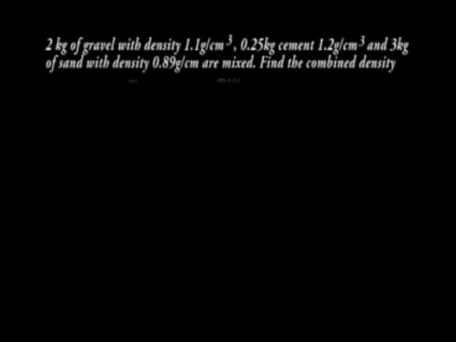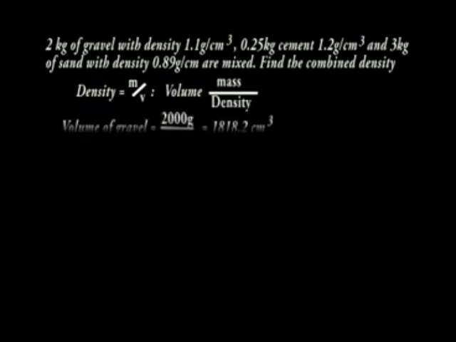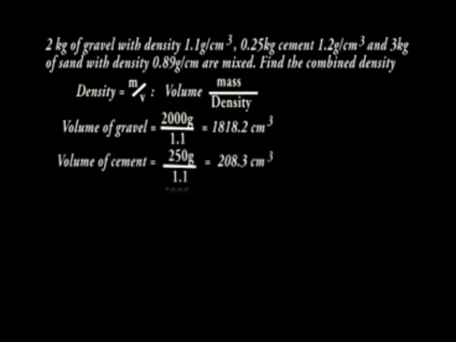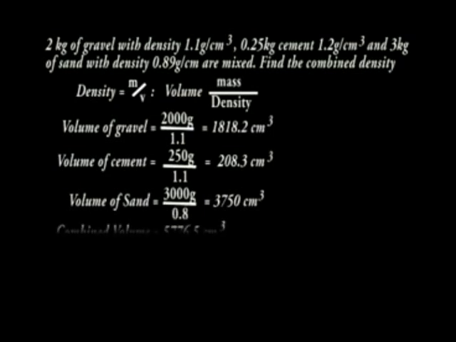We already know density is mass over volume. Therefore, volume is mass over density. Volume of gravel will be 2,000 grams over 1.1, giving us 1818.2. Following the same for cement, we have 208.3 centimeter cubed. Same for sand, we have 3750 centimeter cubed. The combined volume is 5776.5 centimeter cubed.